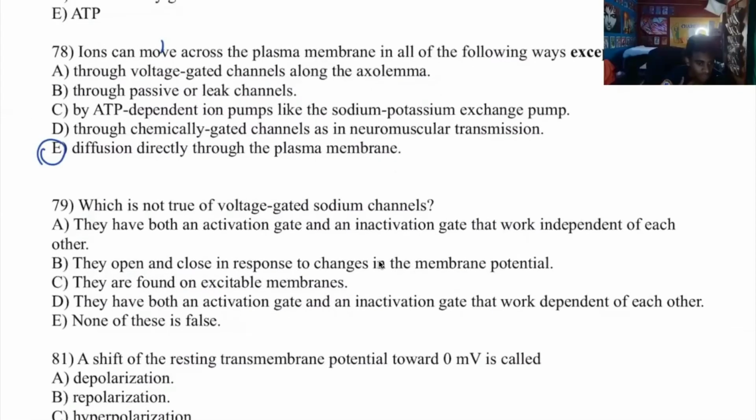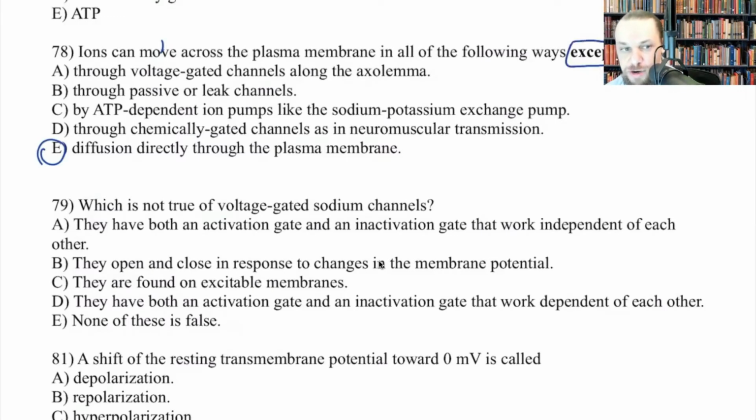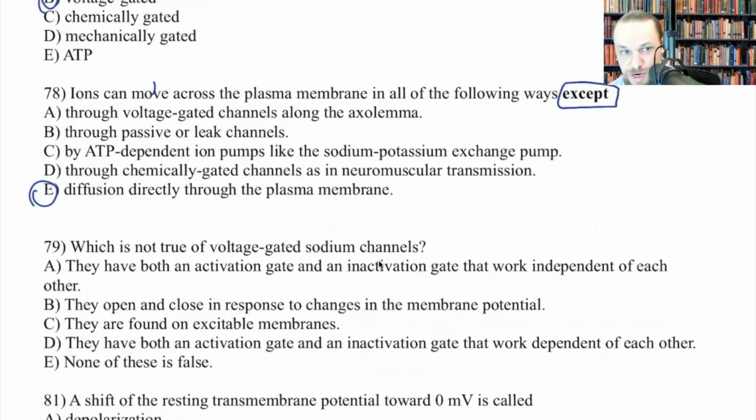I think except, it's because that's too large, right? To diffuse. That is correct. The word you've got to watch out for is "except." I just realized what I was doing myself. So ions can move across a membrane in the following ways, except. It means, how can they not move?